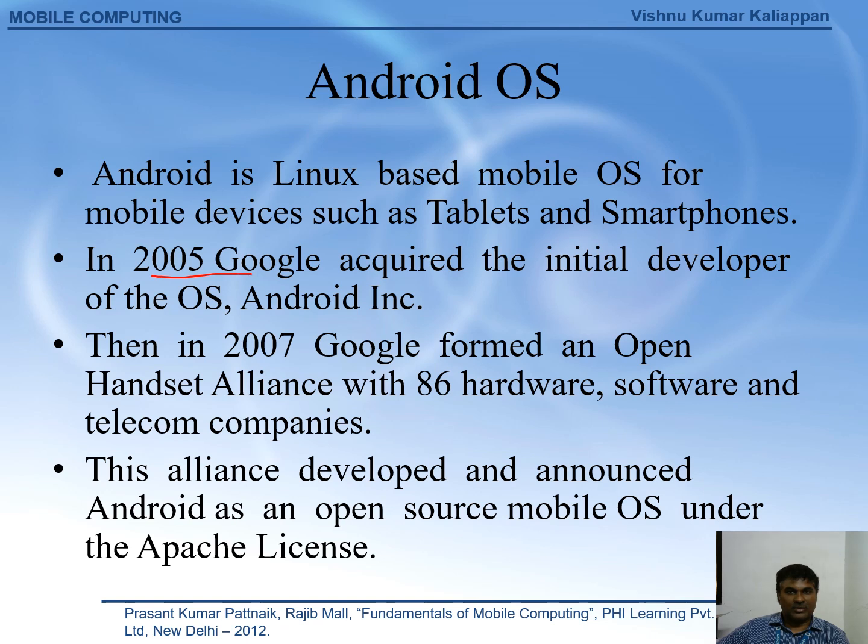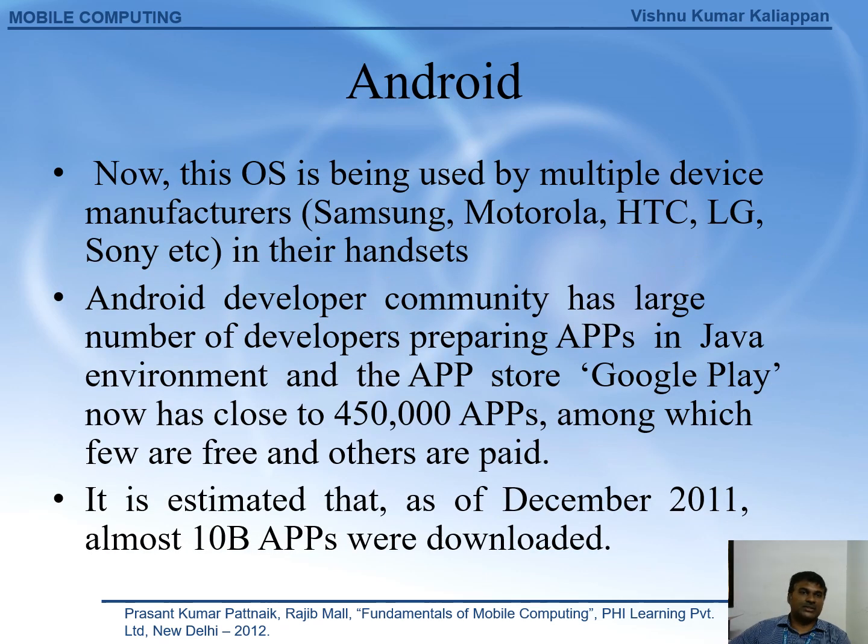As I said, in 2005 Google acquired Android Inc. and made it Google's own property. Then in 2007, Google formed an open source alliance in which 86 hardware companies allied with Google, so that this operating system was used across the globe by all 86 hardware manufacturers. Now this operating system is used by multiple devices from Samsung, Motorola, HTC, LG, Sony, etc.